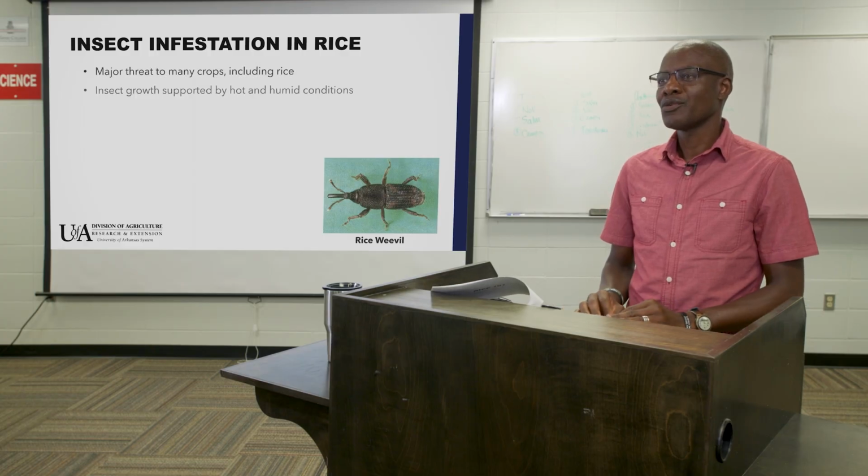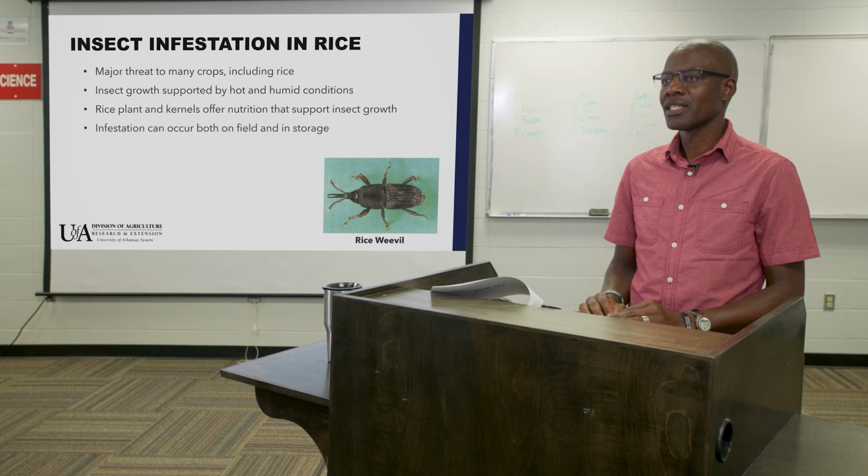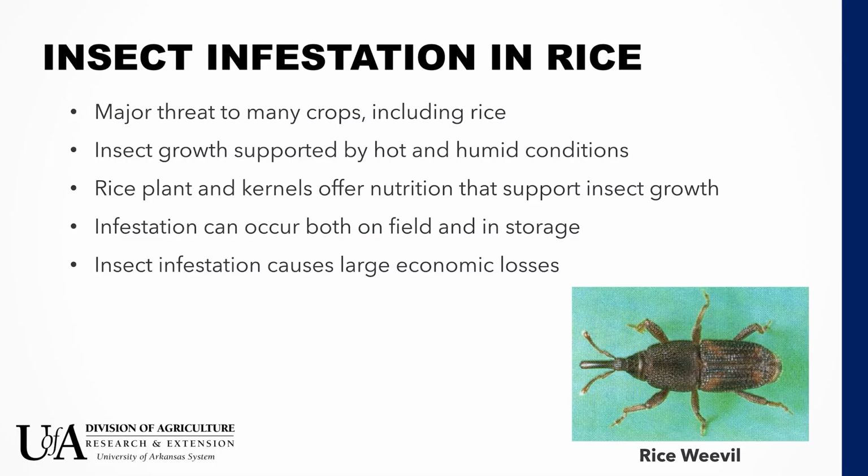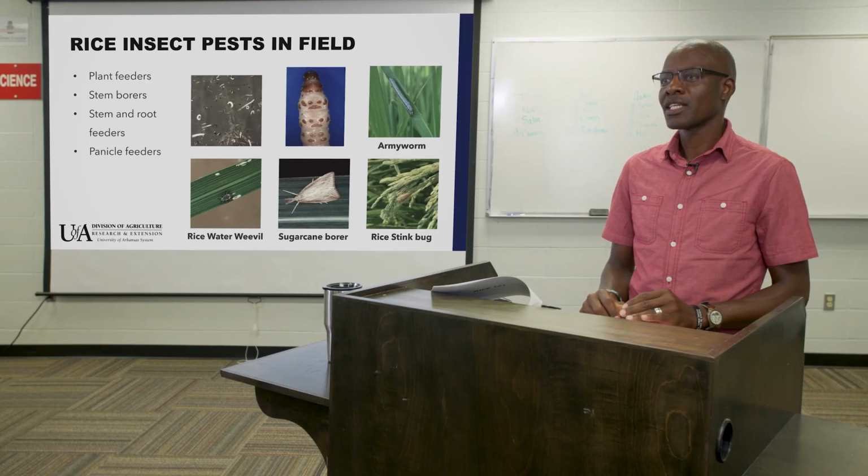Insects are a major threat to many crops, including rice, and insect growth is supported by hot and humid conditions. Rice plant and kernel often offer nutrition that supports this insect's growth. The insect infestation can occur both in the field and in the storage. Insect infestation causes a large economic loss to our growers.